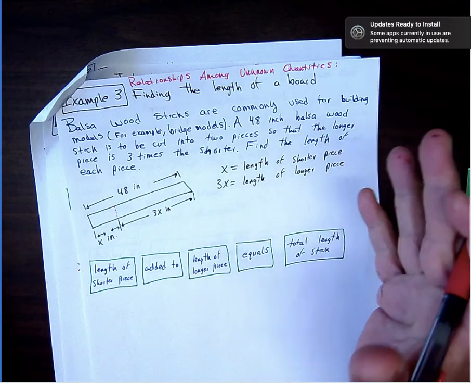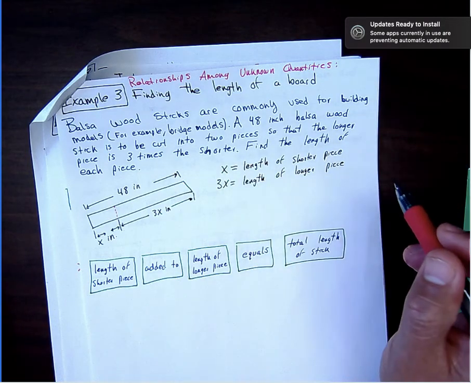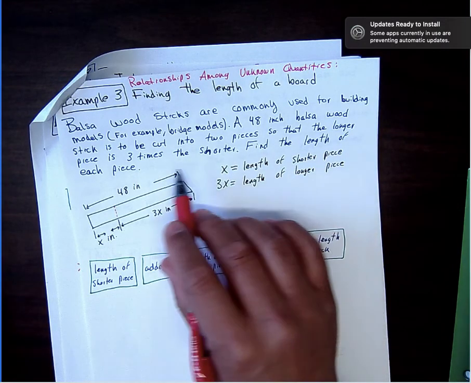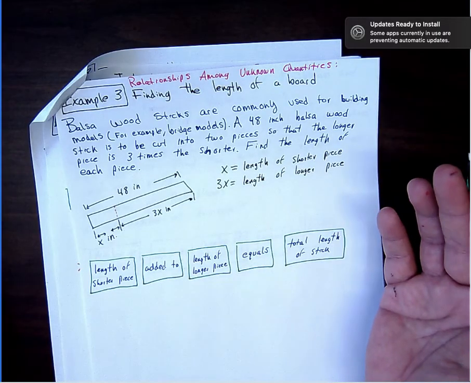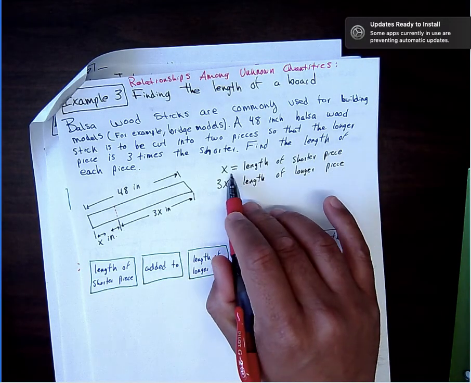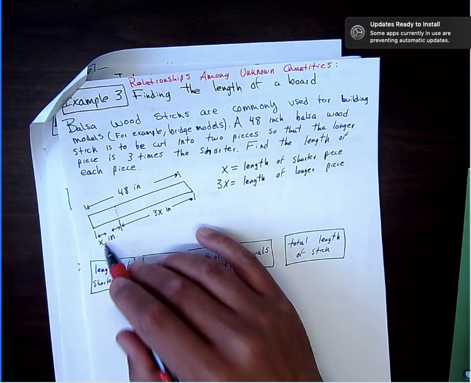Find the length. So the first thing is you need to identify the unknown. And I already did it here before. So since this has to be 3 times the shorter one, the shorter one needs to be the x, the unknown. And yeah, I wrote it here. X is the length of the shorter piece.